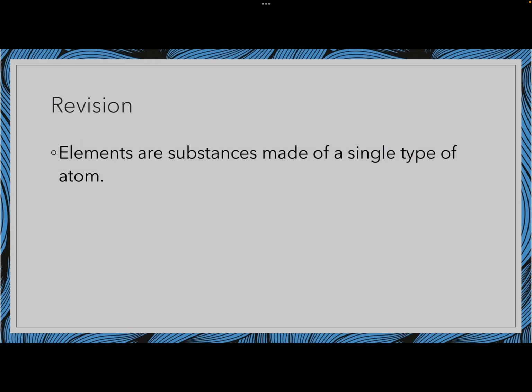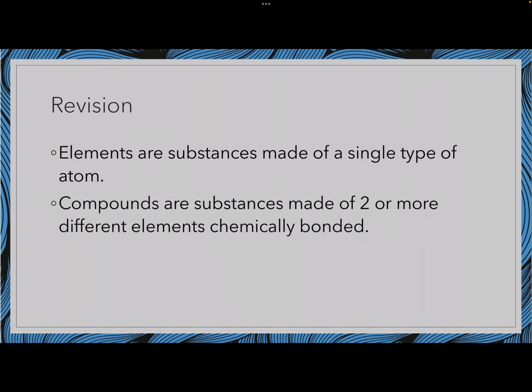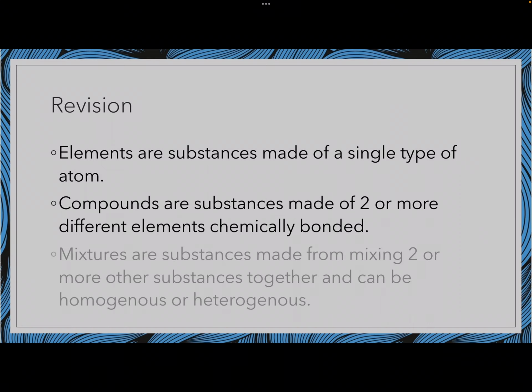Firstly, elements are substances made up of a single type of atom. Compounds are substances made up of two or more different elements chemically bonded. And mixtures are substances made up of two or more other substances mixed together, and can be homogeneous or heterogeneous. Remember, they're physically combined, they're not chemically combined.